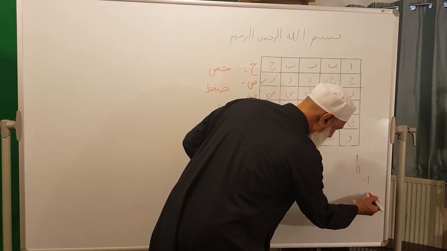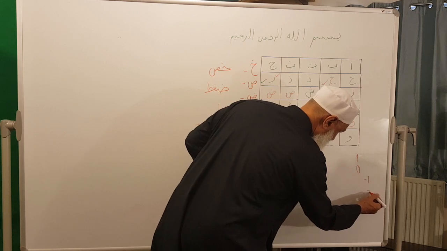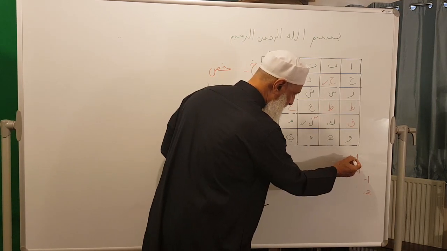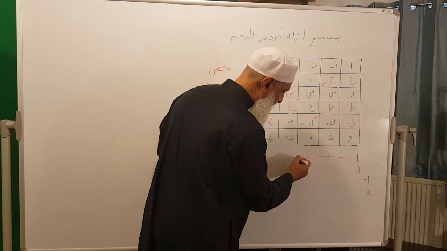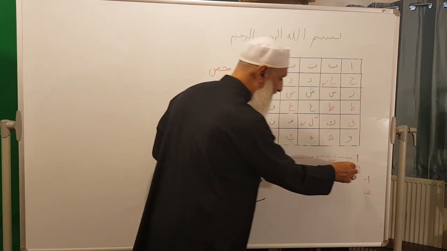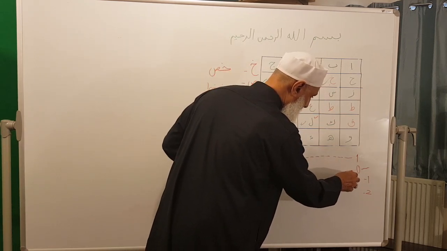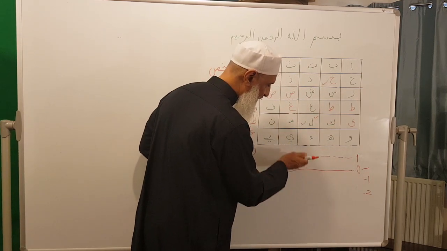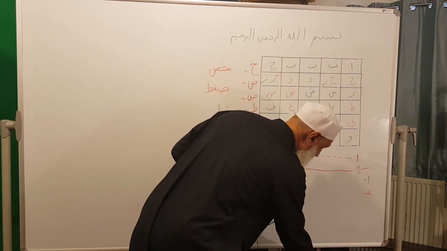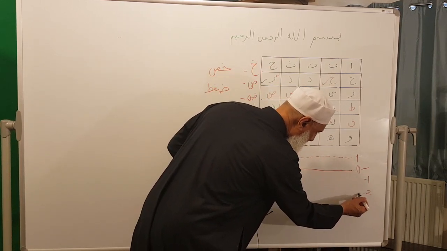Then minus two. We consider this level is high. This level is high. And this is the zero, it is nothing, not up, not minus. Okay? And here the minus two is kasra.